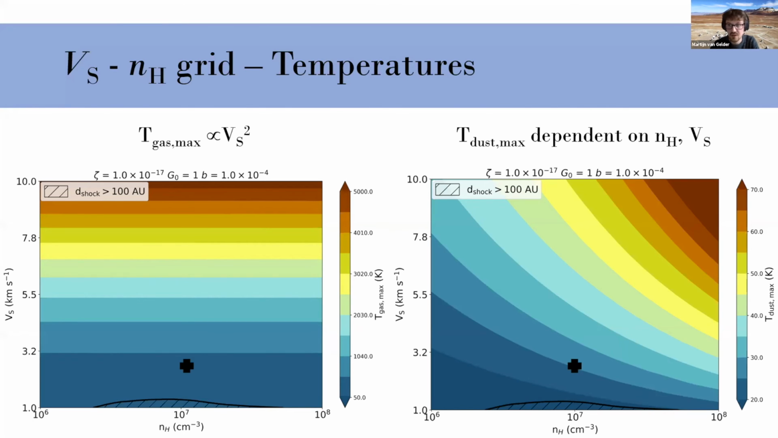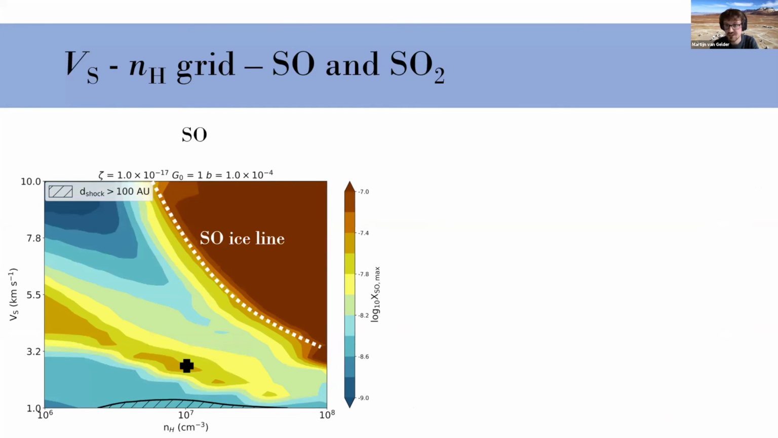So moving now to the species of interest, SO and SO2. For SO here on the right, I'm showing where the ice line is. On the top right here, all the abundance of SO is dominated by ice sublimation, because we assume that the abundance of SO ice is just higher than what we should form in the gas. But on the lower left here, we have this whole other regime, and that's where we do have this gas phase SO formation in the tail of the shock.